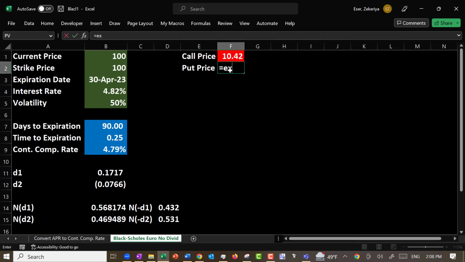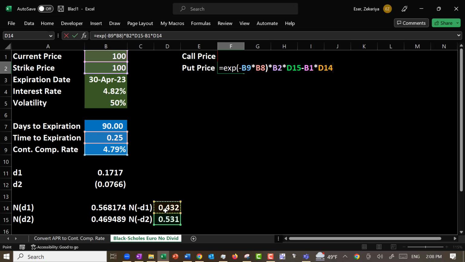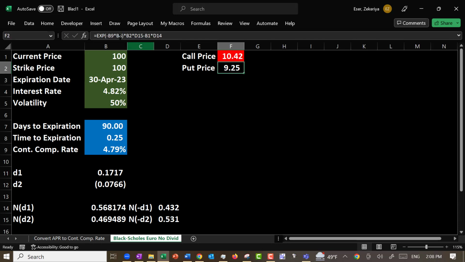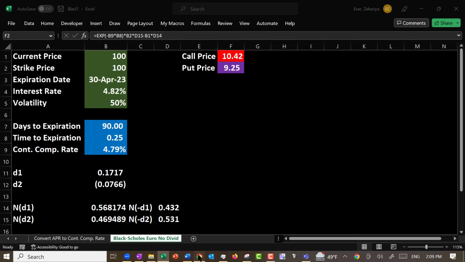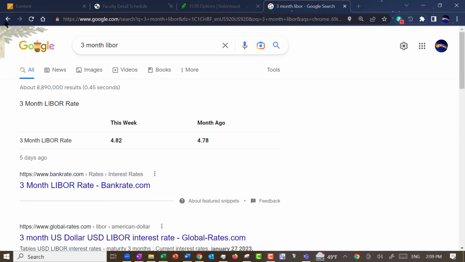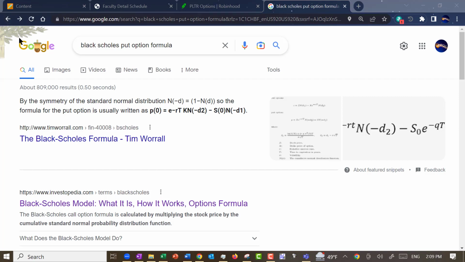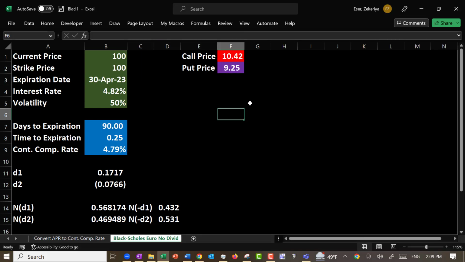So put price is present value of strike price times N of negative D2 minus current price times N of negative D1. Check my formula again. Now we have a kind of working template.